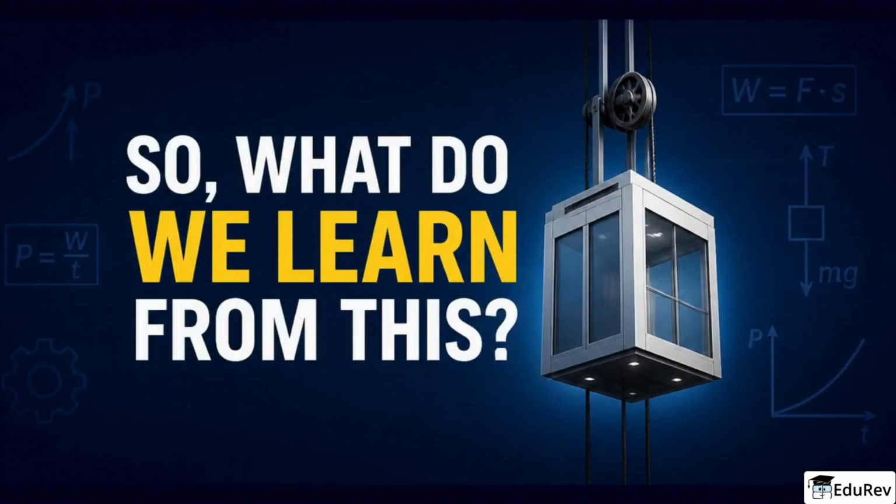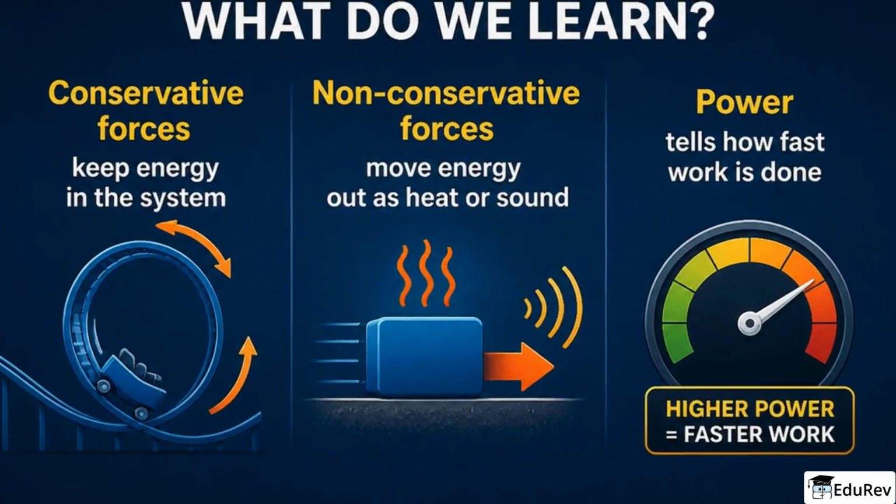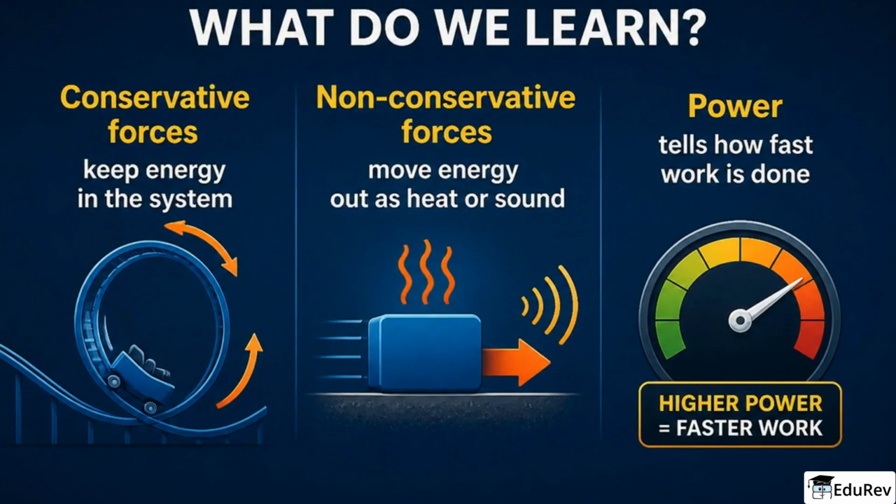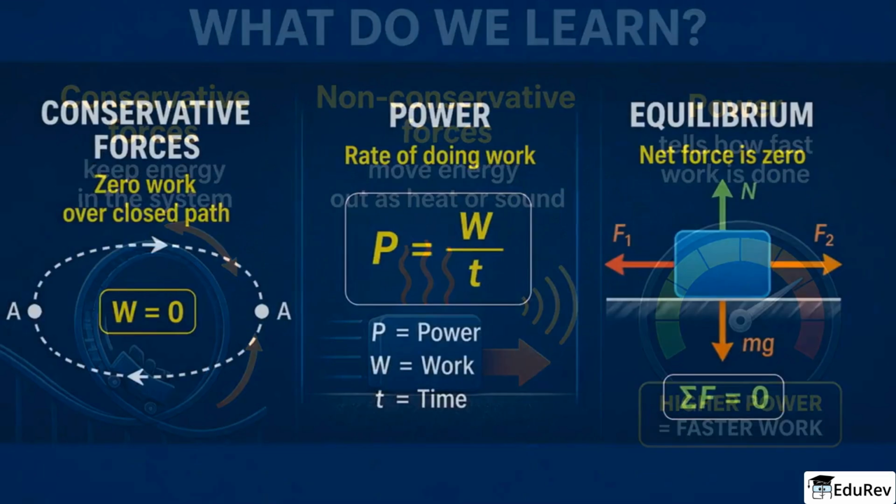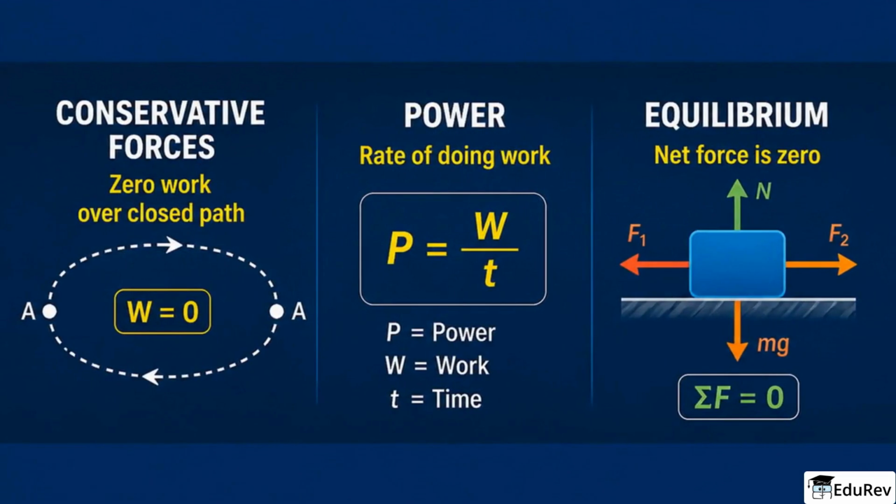So power equals force times displacement divided by time. So what do we learn from this? We learn that conservative forces keep mechanical energy inside the system. Non-conservative forces move that energy out as heat or sound, and power tells us how fast work is done. Let us quickly remember the main points. Conservative forces do zero work over a closed path. Power equals work divided by time. And equilibrium means net force is zero.